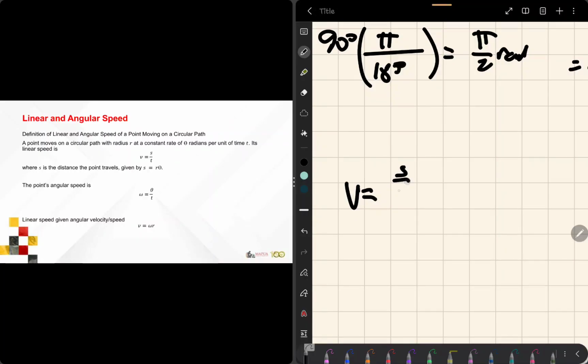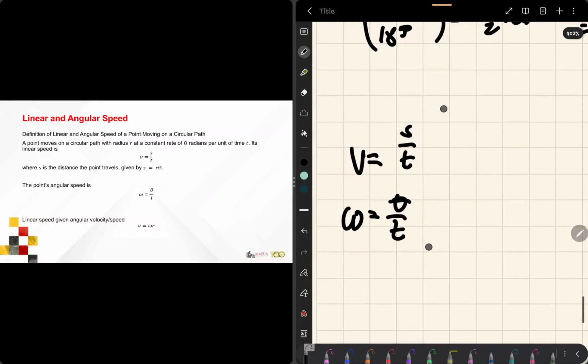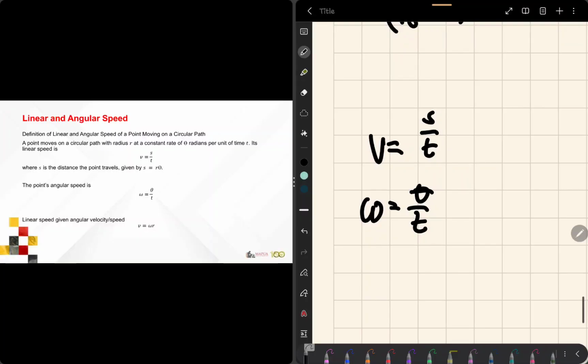S over t, where s is the distance the point travels, or our length, given by s equal to r theta. We can also define the angular speed, omega, equal to theta all over t. They are both simply solving for speed or velocity. However, the first formula is for linear speed and this one is for angular or circular velocity. Linear speed given angular velocity is v is equal to omega r.